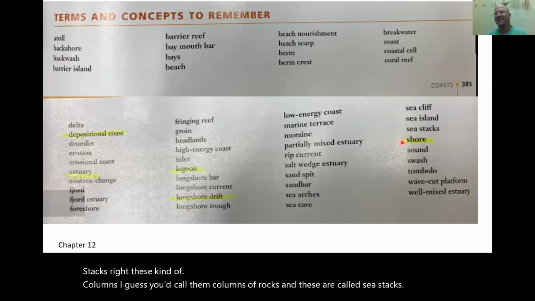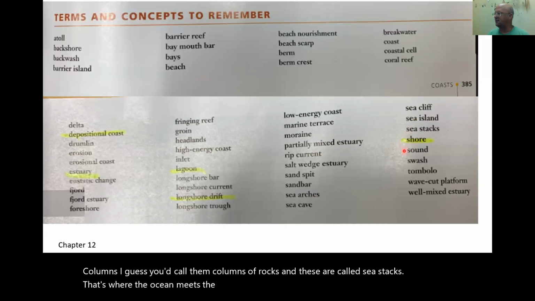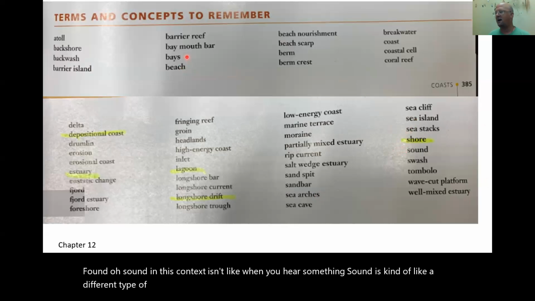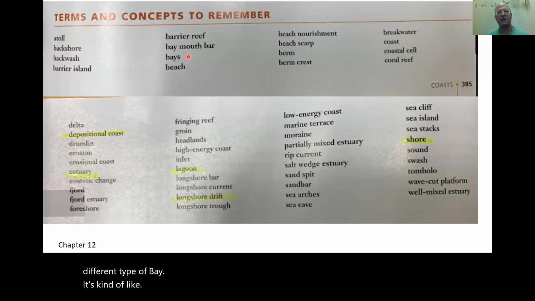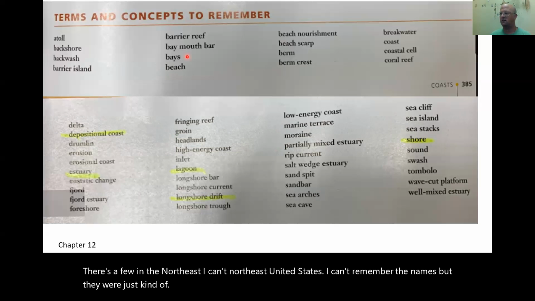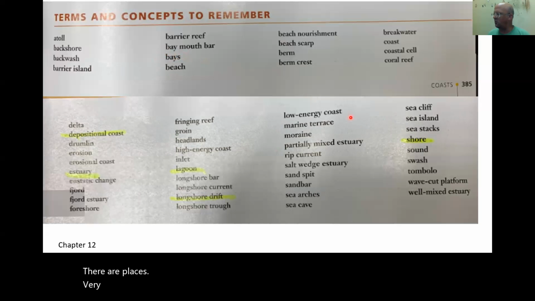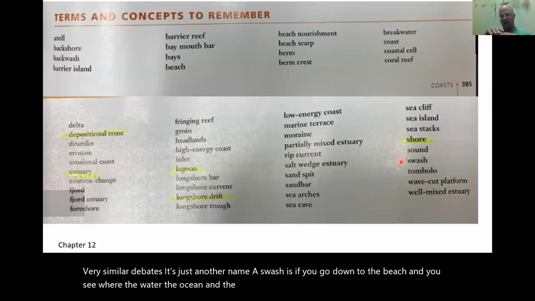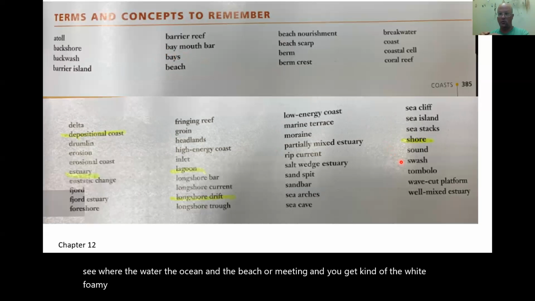Shore is where the ocean meets the beach. Sound in this context isn't like when you hear something. A sound is a different type of bay. I'm trying to think of a good example of a sound right now. There's a few in the Northeast United States. I can't remember the names, but they're places very similar to bays. It's just another name. Swash is if you go down to the beach and you see where the ocean and the beach are meeting, and you get the white foamy stuff. That's called the swash zone.